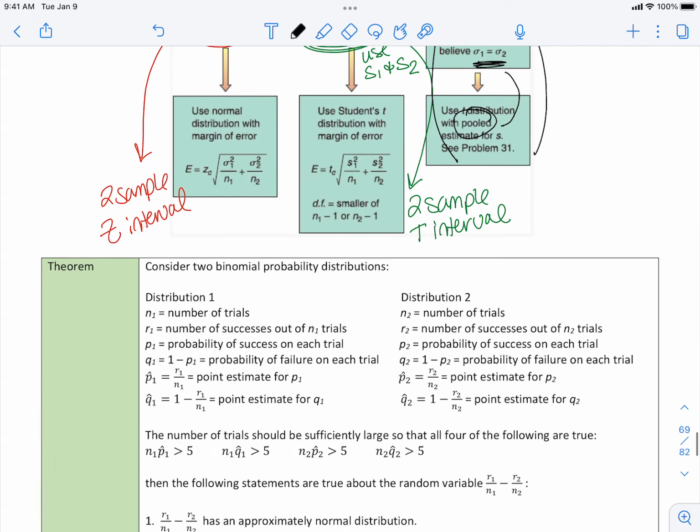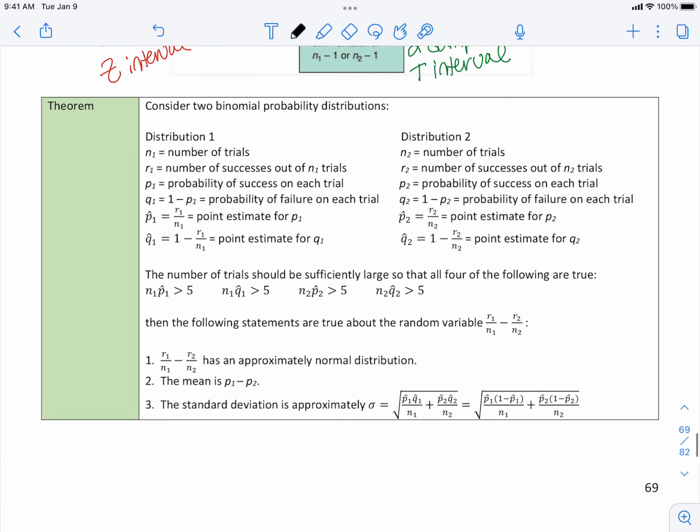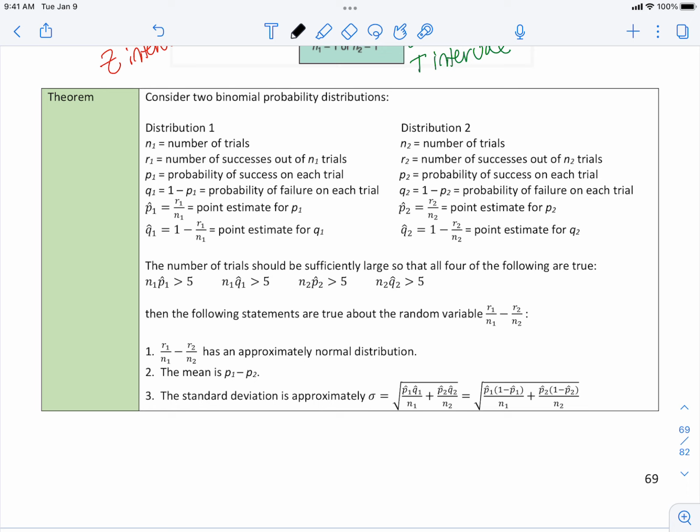All right, now we're going to look at another theorem. Now we're looking for proportions. So consider two binomial probability distributions. We have our N, R, P, Q, P hat, Q hat, all defined here for both distributions 1 and 2. Again, number of trials should be sufficiently large so that the N times P hats and N times Q hats are each greater than 5. So it says that our R1 divided by N1 minus R2 divided by N2 has approximately normal distribution. The mean is P1 minus P2.